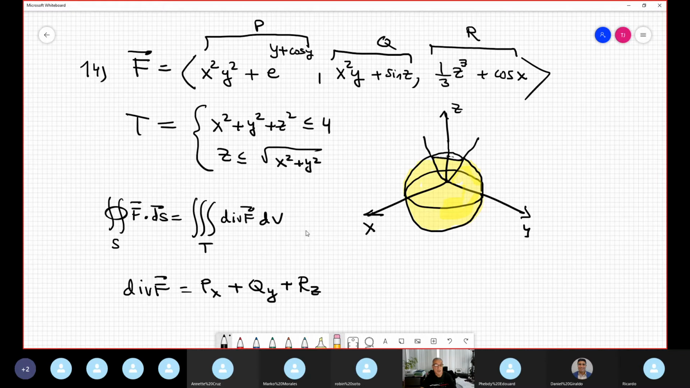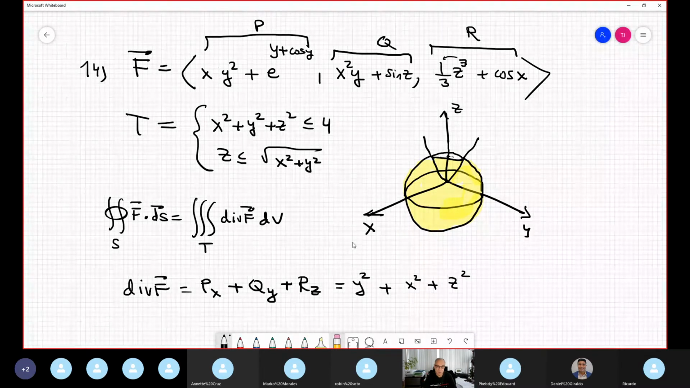Wow, something is wrong here. Ah, yeah, I copied wrong. Sorry. This is no square. Let me check everything just in case. Okay, this is the only mistake, I suppose. When you differentiate P with respect to x, the answer is y squared, because the derivative of x with respect to x is 1, y squared is considered like a constant, and this is also constant, but addition or subtraction is 0. The derivative of Q with respect to y is x squared. And the derivative of R with respect to z, remember I apply the power rule. This 3 comes here, 3 divided by 3 is 1, and subtracting 1 is z squared. Okay, this is my scalar function.